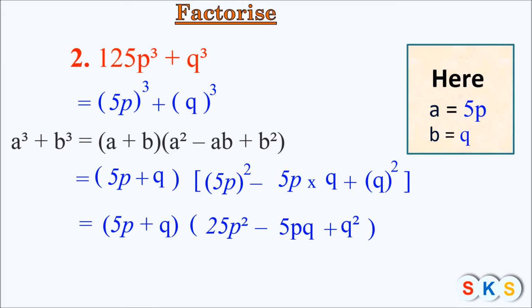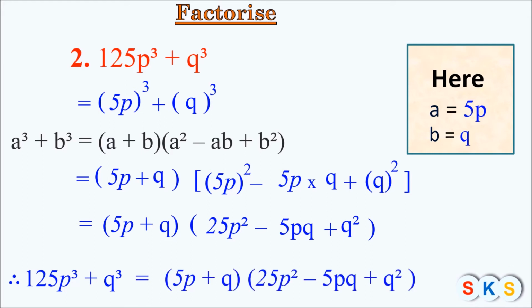You can see that the first bracket is 5p plus q, which cannot be simplified further, and the second bracket is 25p square minus 5pq plus q square, and it can also not be simplified further. Therefore 125p raised to 3 plus q raised to 3 is equal to 5p plus q into 25p square minus 5pq plus q square.